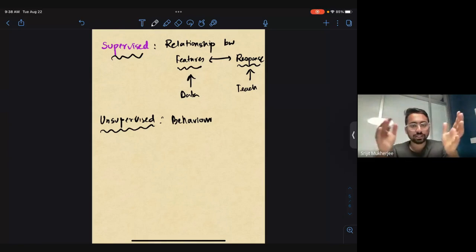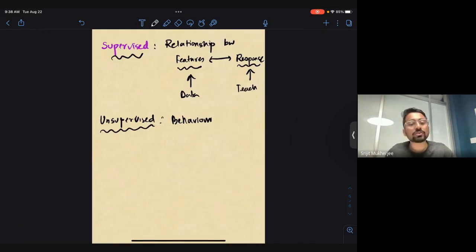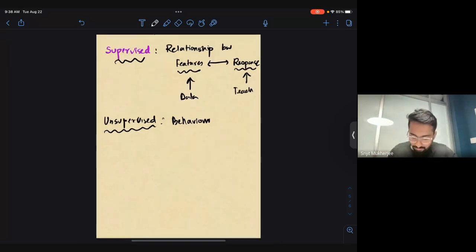No one is teaching you that. So you're seeing that there's a difference. You're observing and seeing the difference between A and B collections of letters. But no one is teaching you that this is letter A and this is letter B. So the goal of unsupervised learning is to seek the best optimum behavior, the pattern out there. Okay, that's the idea. The behavior, the pattern.